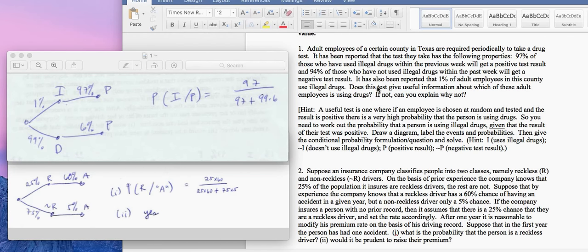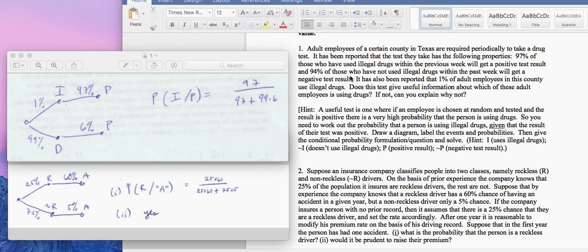Okay, so the first one, you got this test. 97% of those who have used illegal drugs within the previous week will get a positive test result. So the idea is that for the test, it's 97% reliable in terms of those who actually are illegal drug users, right? Not legal drugs, whatever that means. So for that, let's just say bad drugs, right? Again, whatever that means. 94% of those who have not used illegal drugs in the past week will get a negative test result. So there's two sides to the test.